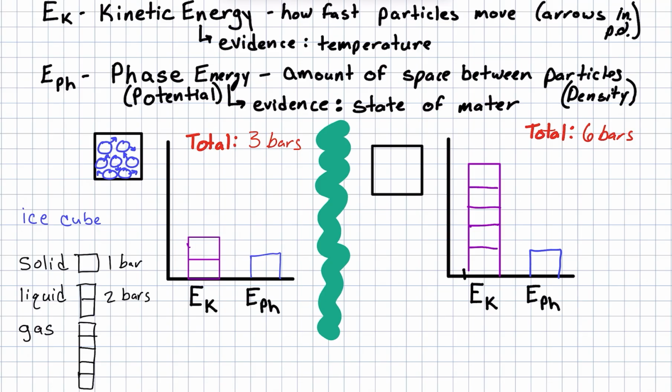The 5 for the kinetic energy and the 1 for the phase energy. And so the way that this is going to look in my diagram is that my particles are still going to be the same spacing. The density didn't change. It's still a solid. I just want to make these a little bit more to scale compared to my ones beside it. So my particle spacing isn't going to change. They're going to be equally as dense. But what is going to change is the length of my arrows.